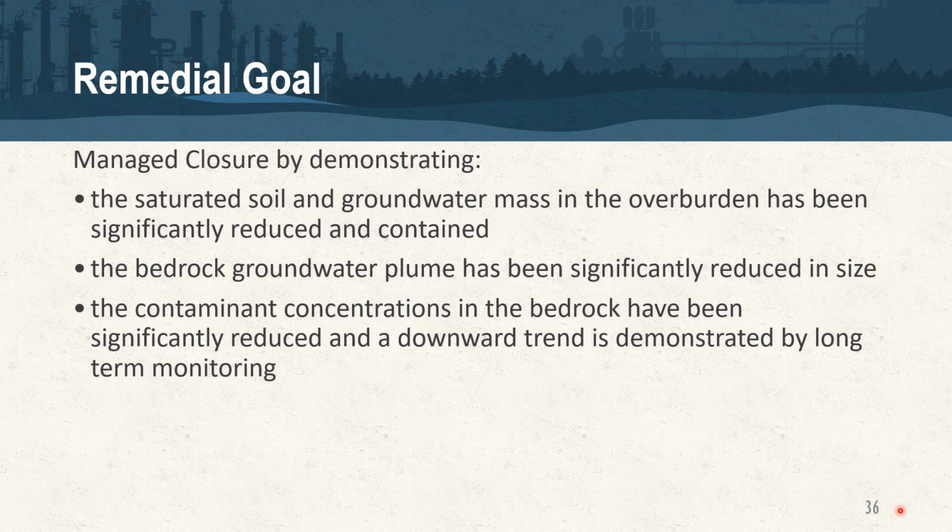So the remedial goal for this site, because of the facility type and the situation of inaccessible source mass located beneath the structure, was managed closure. It was selected by demonstrating that significant reductions in contaminant mass in overburden, both soil and groundwater, had to be shown, and shown that it had been reduced and contained. The bedrock groundwater plume had to also show a significant reduction in size, and demonstrating overall a downward trend in contaminant concentration through long-term monitoring had to be demonstrated as well. Next slide, please.